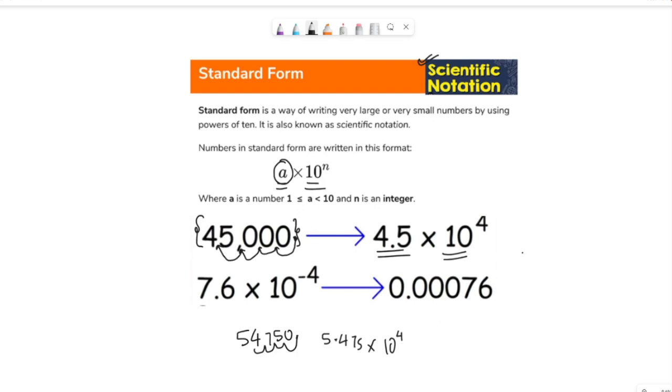Same thing happens when your number is very small and now you're converting it into a bigger number. Let's say our number is 0.00076 and we are converting it into 7.6, because our number a should always be between 1 and 10. So now we are taking our decimal forward instead of backward. We are making it bigger, 2, 3 and 4 steps. So this time the only difference is the power will be a negative power. Let's do some examples.